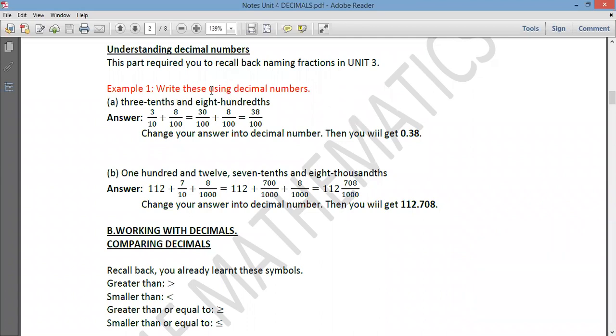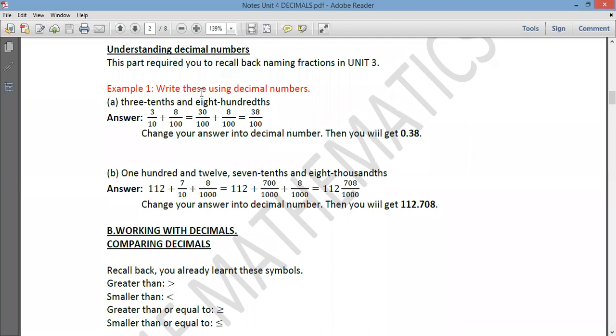Okay, so you write out the fraction of this one and the other fraction. You got two fractions here, so you write out these two. So you sum it up, you add these two fractions together. So you got 30 over 100. Why you got 30 over 100? Because you have to change these two fractions into the same denominator. So 10 times 10, you got 100. 3 times 10, you got 30. So you can add these two fractions together, then you get 38 over 100.